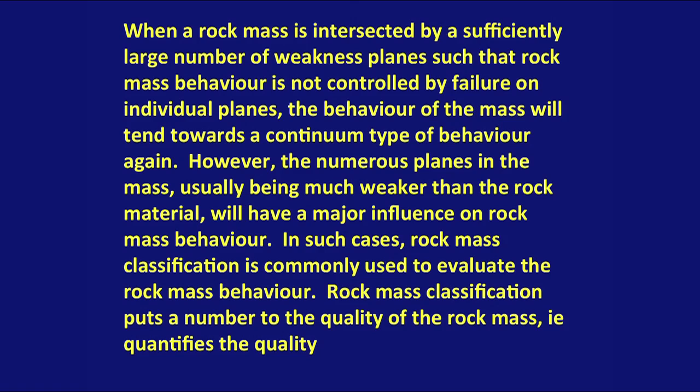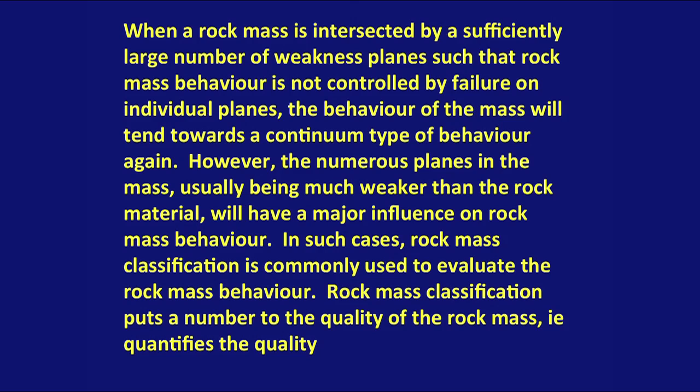as far as rock mass classification is concerned. However, when a rock mass is intersected by a sufficiently large number of weakness planes, such that rock mass behavior is not controlled by failure on individual planes, the behavior of the mass will tend towards a continuum type of behavior again. However, the numerous planes in the mass being usually much weaker than the rock material, they will have a major influence on rock mass behavior. In such cases, rock mass classification is commonly used to evaluate the rock mass behavior.